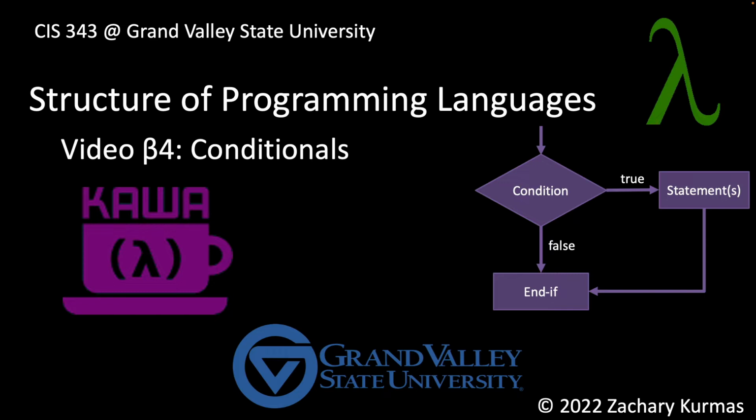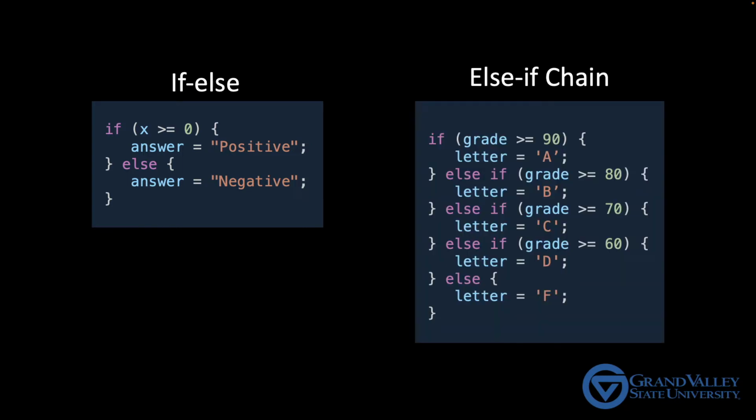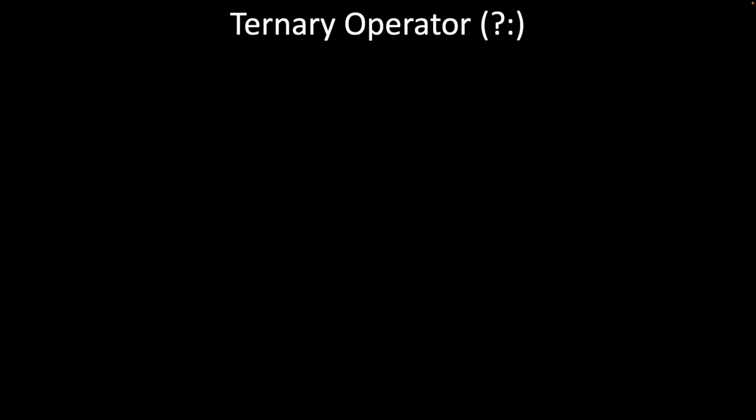I'll discuss both the basic if-else construct as well as how to generate what in Java would be implemented as a chain of else-if statements. I'm going to explain Scheme's if-else construct with respect to the ternary operator that's a part of many languages.